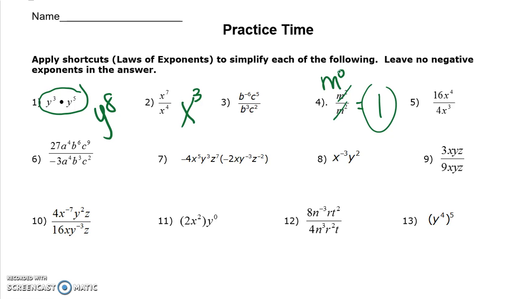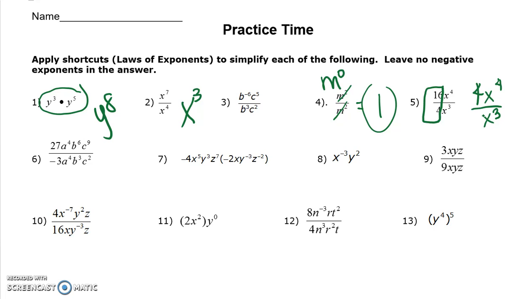Whenever there's numbers involved, like this 16 and 4, you just divide them like normal. So you can reduce that to 4 x to the 4th over x cubed. And then I'm going to let you take care of those x's there.